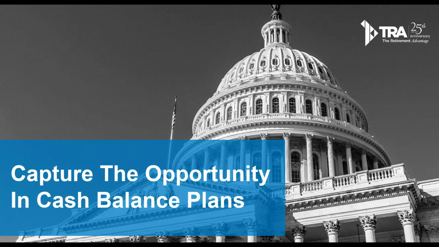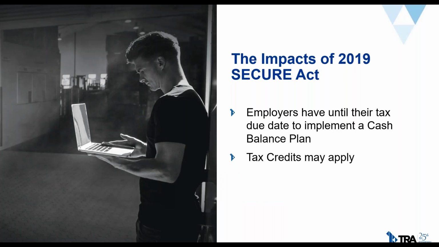Let's talk about the opportunity. We're in a very interesting time. Historically, plan sponsors had to adopt their plan by the end of their tax year. The Secure Act came into effect in 2019, and that lets employers adopt a cash balance plan or profit sharing plan for that matter in 2021 for 2020.